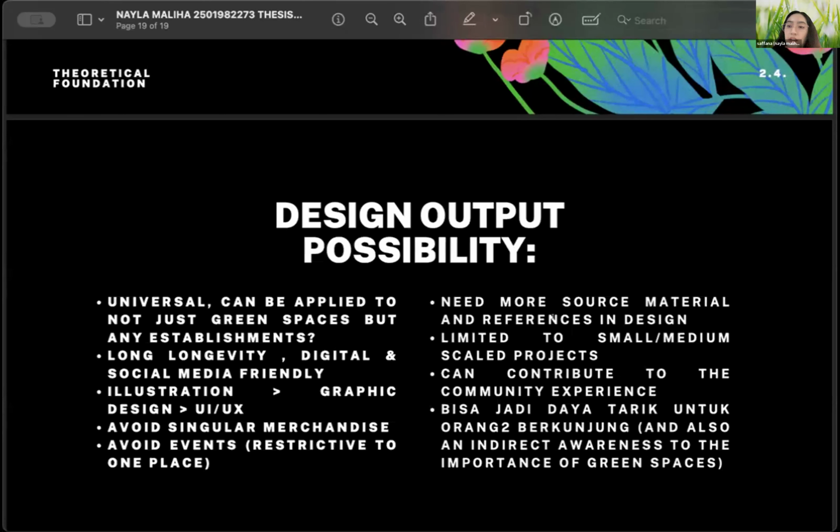And I think the design output would be a way to attract visitors to go there, for a reason like, oh, there's this, then people would go there, and also as a way to indirectly raise awareness of the importance of green spaces. Over one minute. Yes, I think that's it. And I would need your feedback on this.